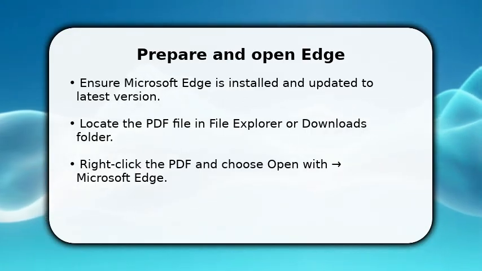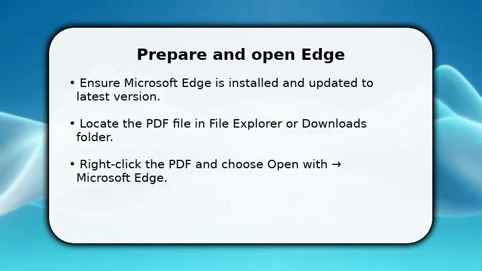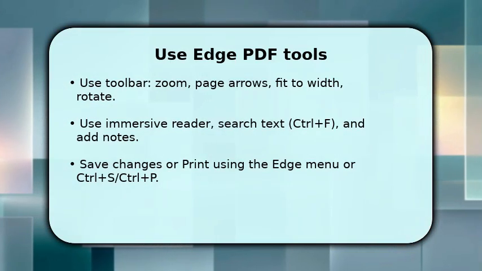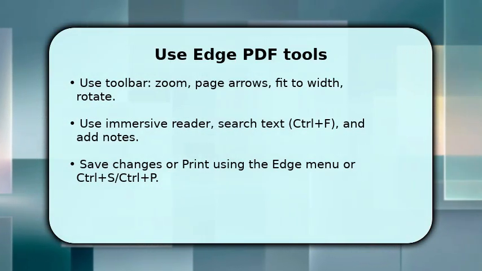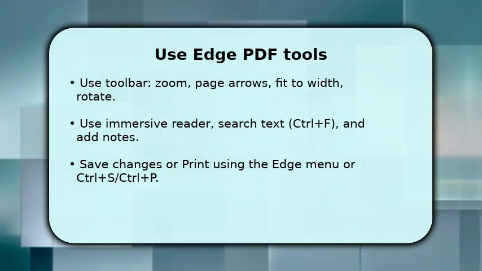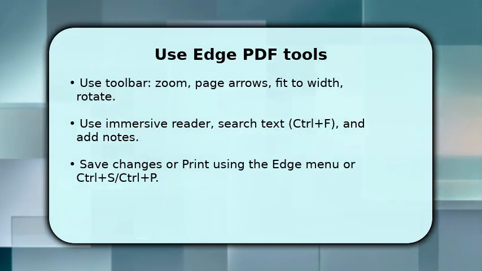Once the document appears, make sure to look for the toolbar at the top for page navigation, zoom, and save options so you can continue. Once the PDF is open in Edge, use the built-in toolbar to control view and navigation. Zoom, fit to width, and page arrows make reading easier. Use Ctrl+F to search text quickly.